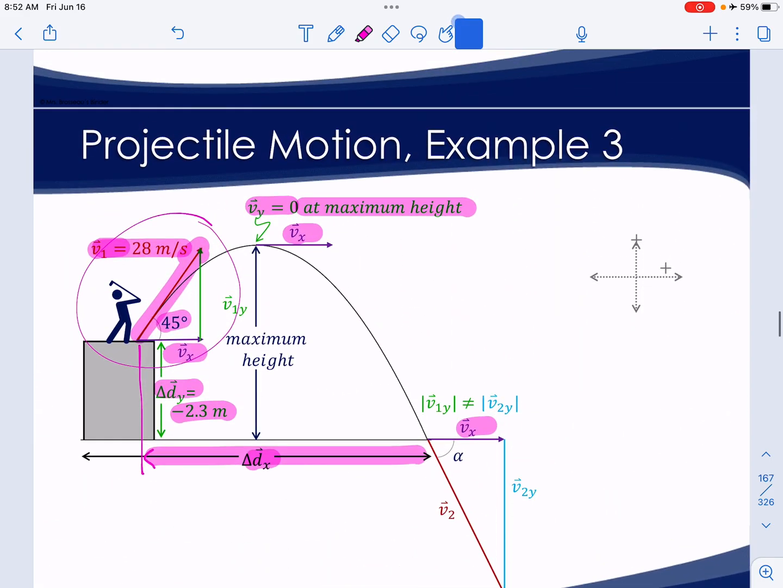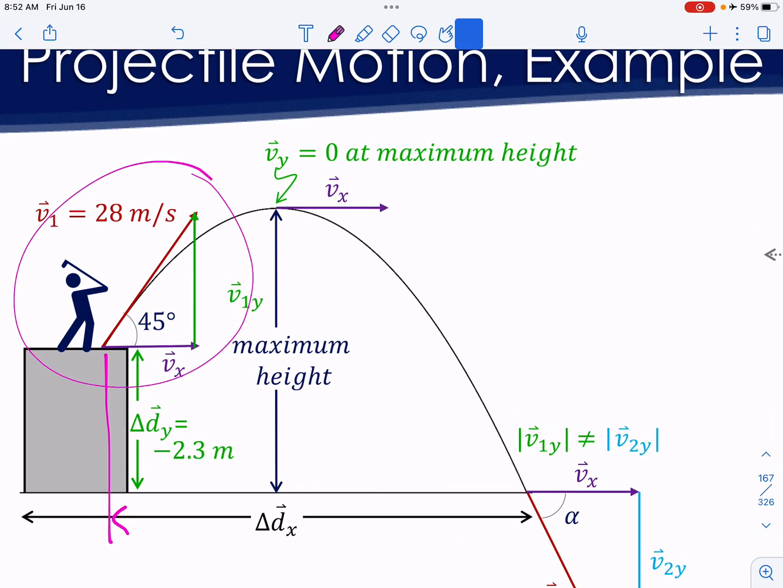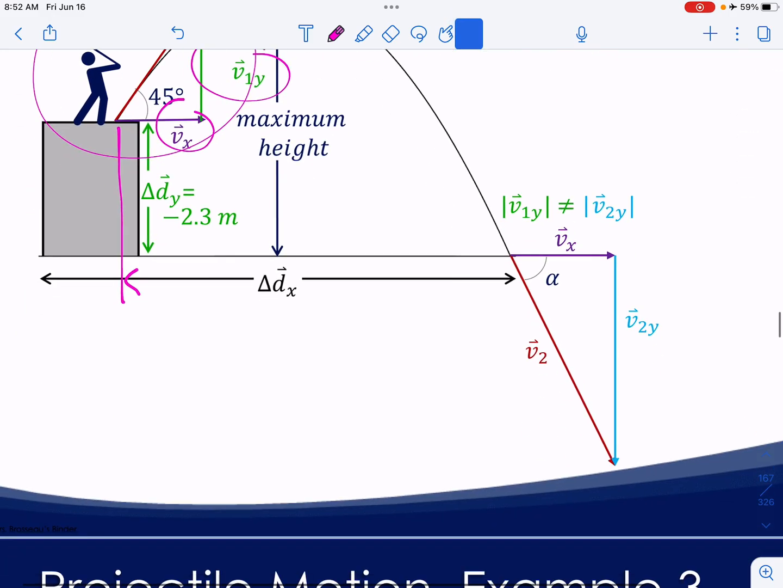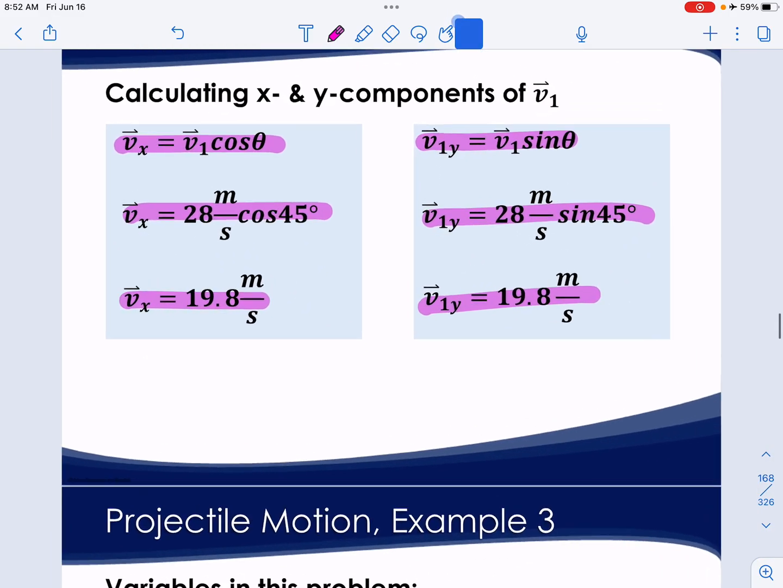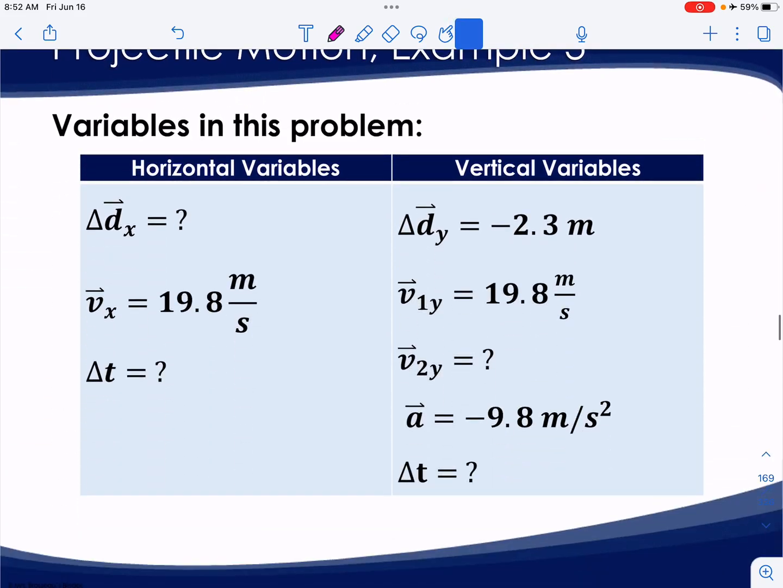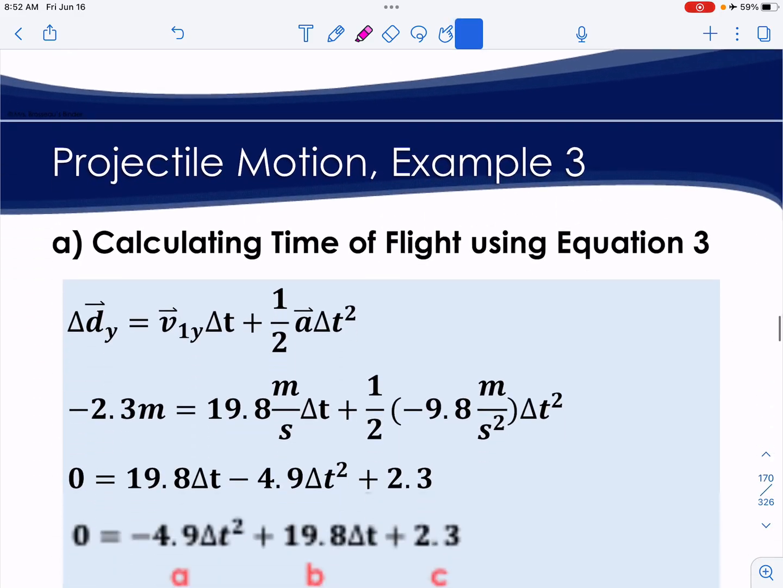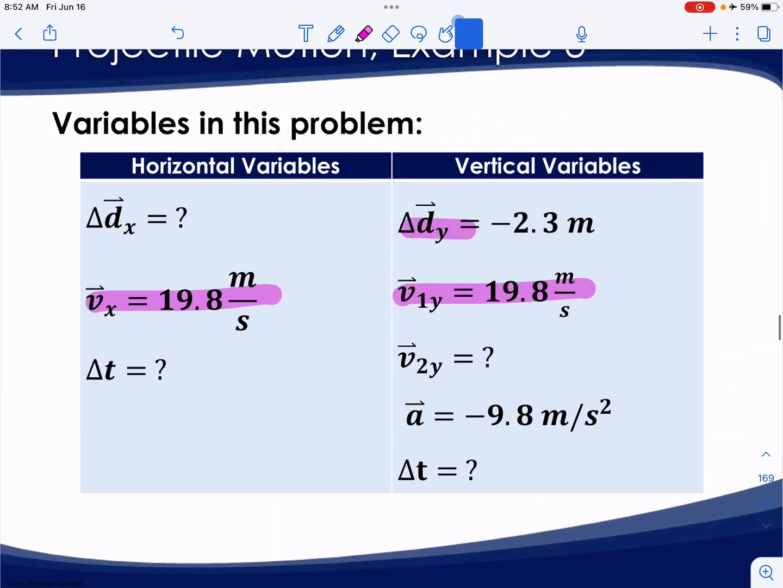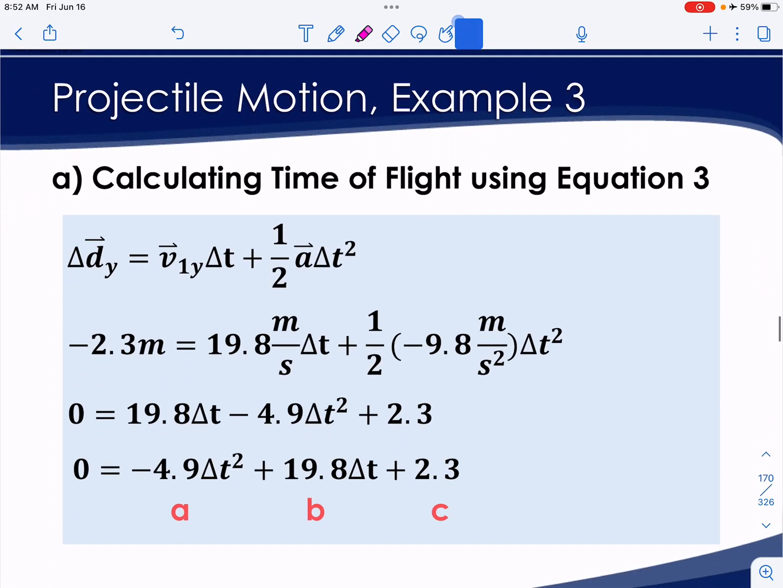So if we look back up here, this is looking kind of messy now. We know this component and this component is 19.8. So now we can plug those in. We know this and that, so we're starting to fill in the gaps. Next, can we solve for something? Well, we know this, and we know this, and we know this. So is there something we can use that involves those?